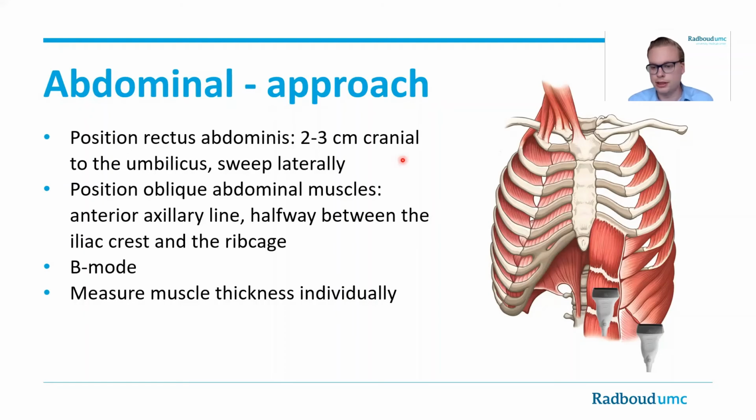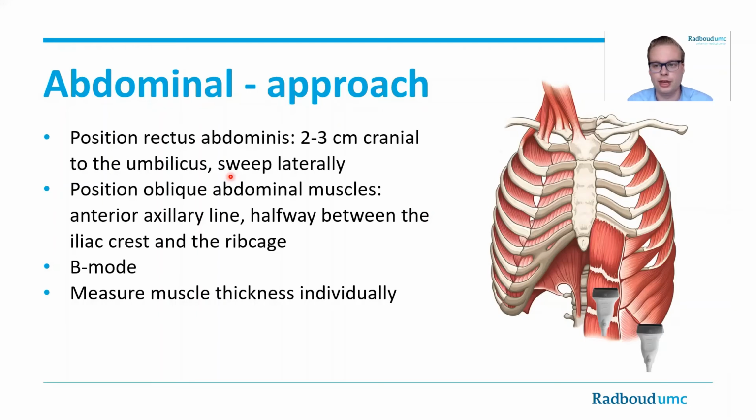What's good to mention here is that the rectus abdominis muscle is portioned, and not only in guys who go to the gym a lot, you can have those portions, anyone has them. And those portions vary in thickness, so you should find the thickest part of a portion to analyze the thickness. And then if you sweep to the side, halfway between the iliac crest and the rib cage on the anterior axillary line, you can find the oblique abdominal muscles.